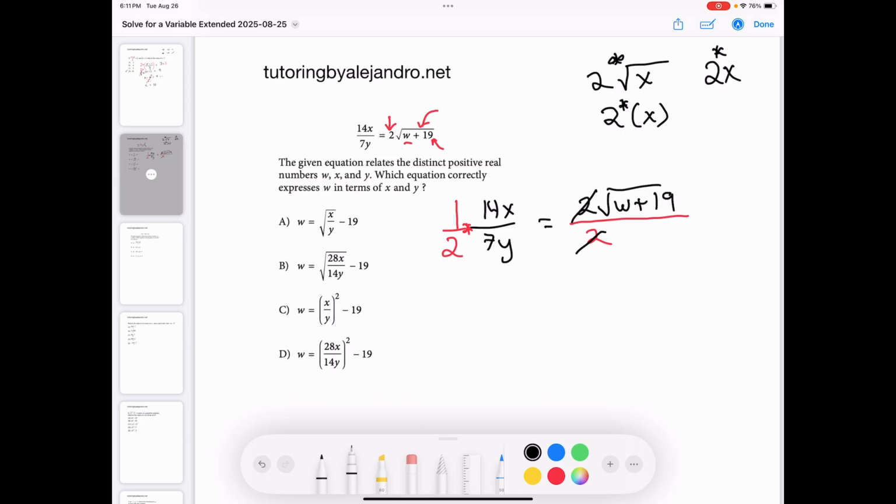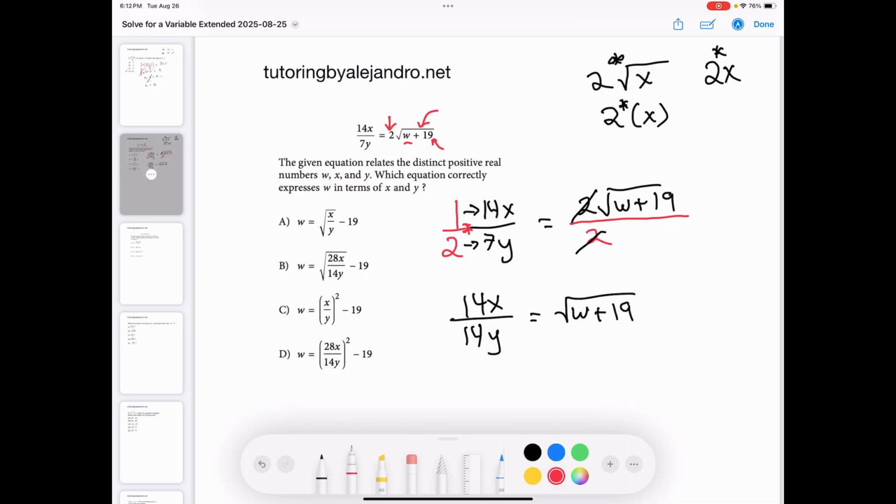And on the left side, we have what is essentially a multiplication between fractions, okay? And to do that, you just multiply the numerators, which is 1 times 14x. Any number multiplied by 1 is just the same as you had before, 14x, divided by, now I do 2 times 7y, okay? So I'm going to multiply the numbers, which means I do 2 times 7, which is 14, and then I write down the y. That's equal to the square root of w plus 19.